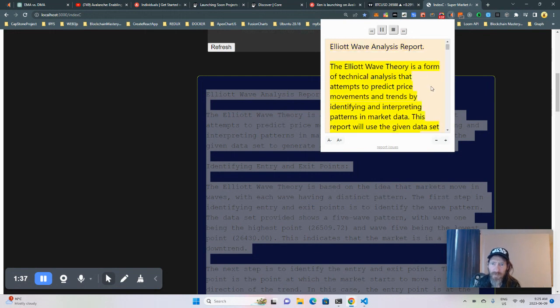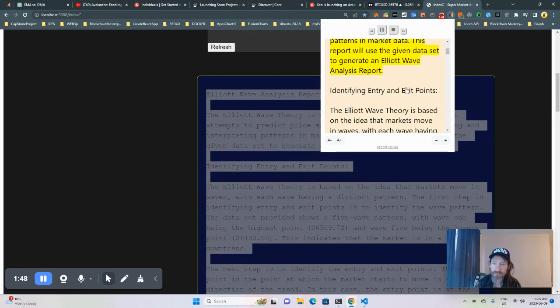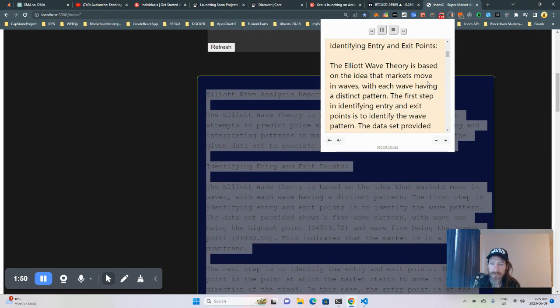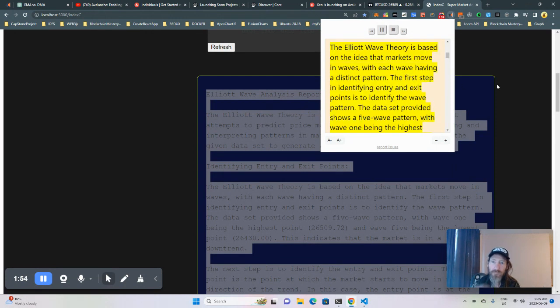Elliott Wave Analysis Report. The Elliott Wave Theory is a form of technical analysis that attempts to predict price movements and trends by identifying and interpreting patterns in market data. This report will use the given data set to generate an Elliott Wave Analysis Report. Identifying entry and exit points. The Elliott Wave Theory is based on the idea that markets move in waves, with each wave having a distinct pattern. The first step in identifying entry and exit points is to identify the wave pattern.